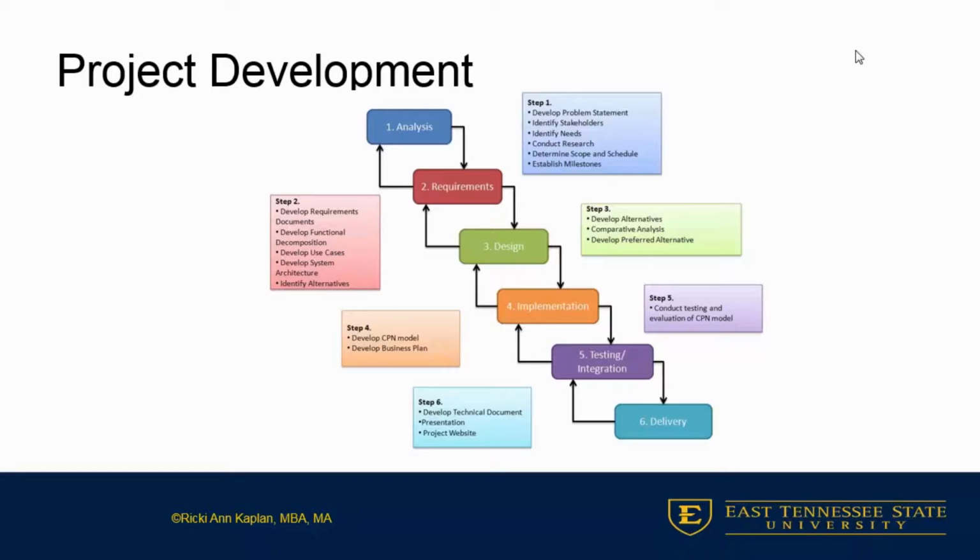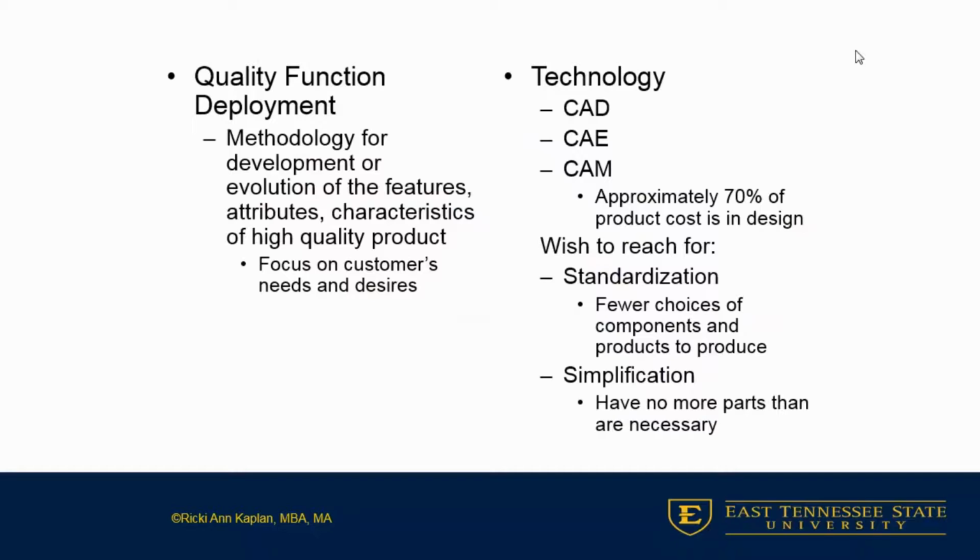And you can move up and down this project development multiple times to make sure that things are right, to make sure that things are working as they need to. You can take a look at quality function deployment, which is a methodology for development or the evolution of the features, attributes, and characteristics of a high quality product. Again, we're focusing on our customers' needs and desires, your customers' wants, your customers' needs, not yours. To make sure you're hitting those product levels, that quality level for your product.